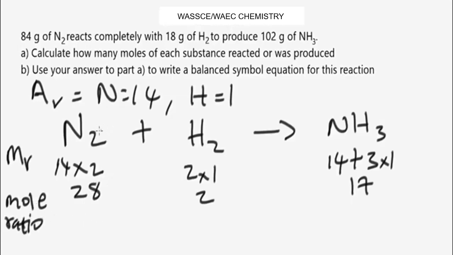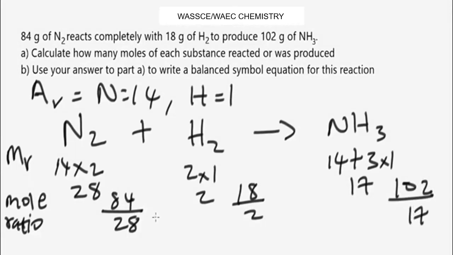Alright, what we are going to do now is divide the mass of each element and compound by the relative formula mass. So for the nitrogen gas here, the mass is 84 divided by 28. For the hydrogen gas, the mass is 18 divided by 2. For this one, the mass is 102 divided by 17. So when we break this down, 84 divided by 28 gives us 3. 18 divided by 2 gives us 9. Alright, 102 divided by 17 gives us 6.